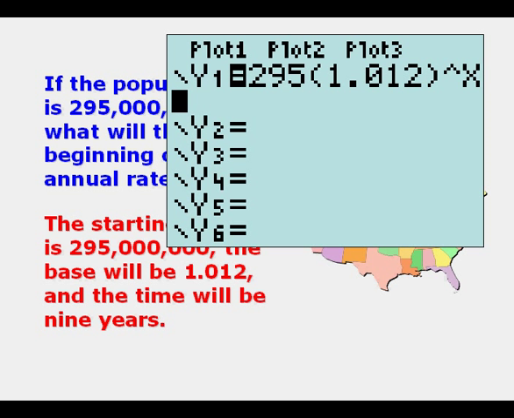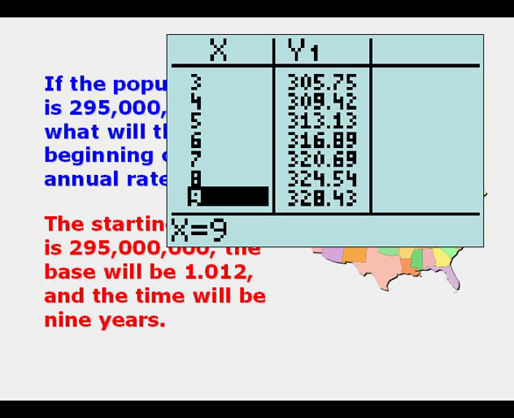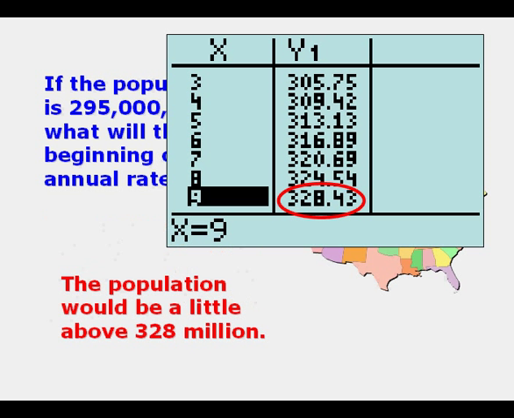Okay, so we can put the equation in place. Instead of writing out the whole 295 million, for shorthand, I just put 295 times 1.012 to the power of x, and if we press second graph and go down to 9 years, we have a population of a little above 328 million.